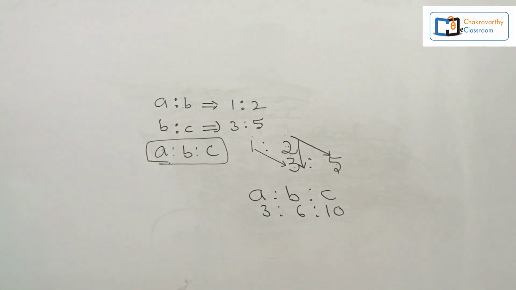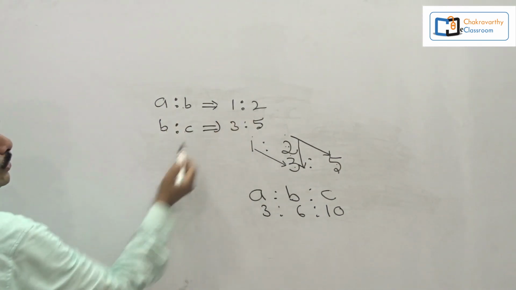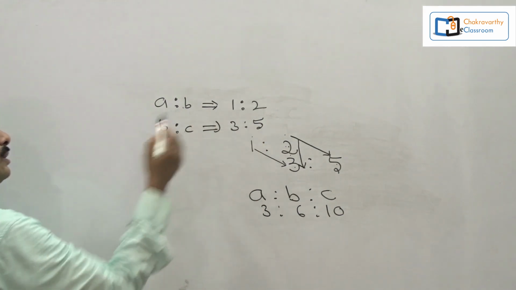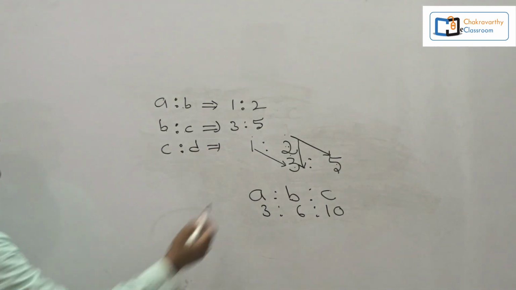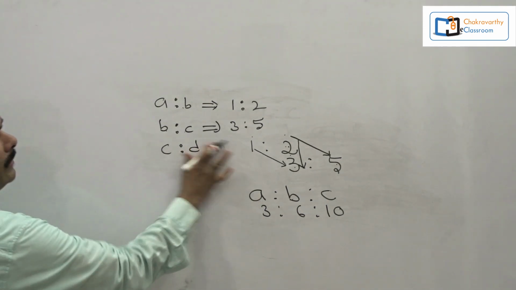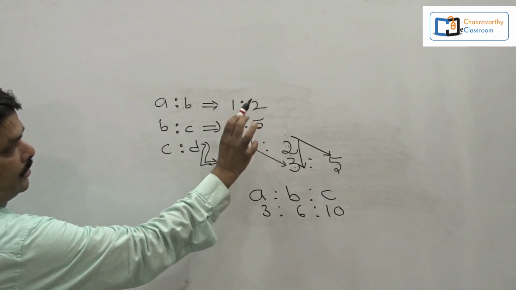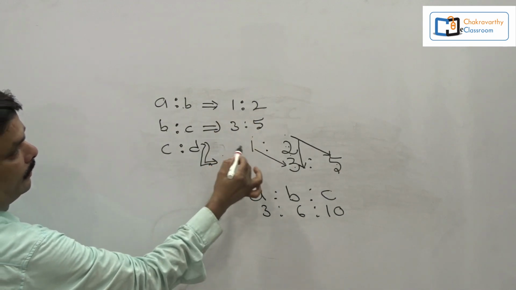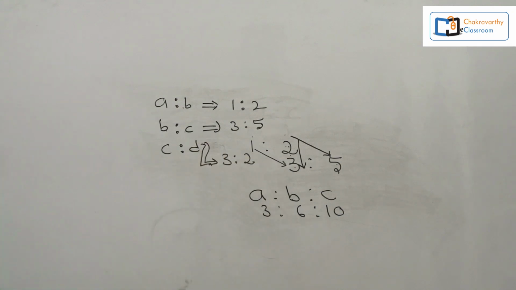Anyway, we have started this one. Suppose, what if they give in this way? A is to B is 1 is to 2, B is to C is 3 is to 5, then C is to D. One more term they have given. C is to D is, let us take this one here. Let us take this as 1 is to 2, 3 is to 5. Now you take 3 is to 2.